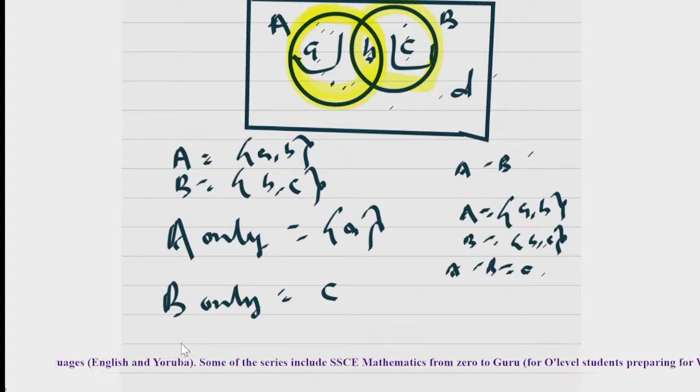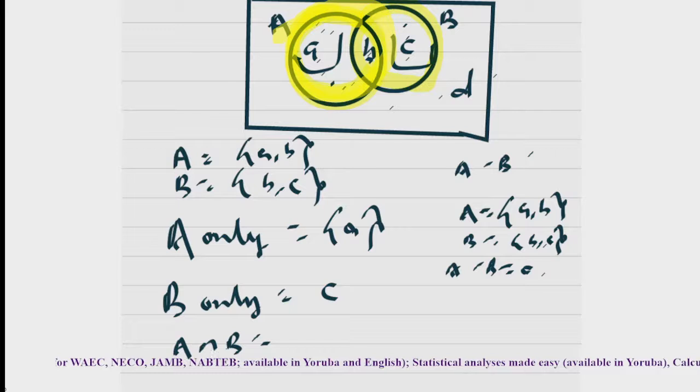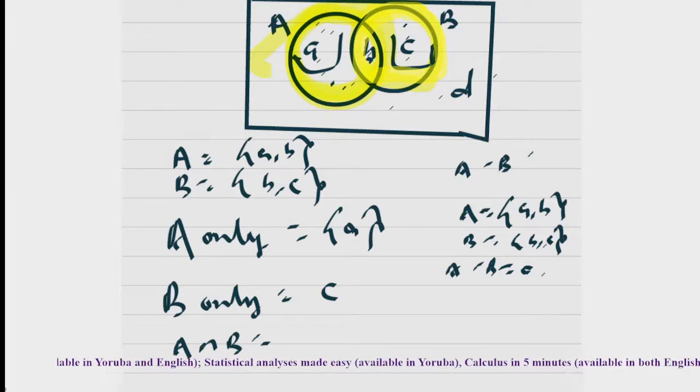So then we can have our A intersection B. Don't forget, A intersection B is elements common to A and B. You can see if I draw this, this is set A. Check it very well. If I draw set B, what is common to both of them? You can see that when I draw A like this, I have A, B. When I draw my B here, I have B, C. What is common?